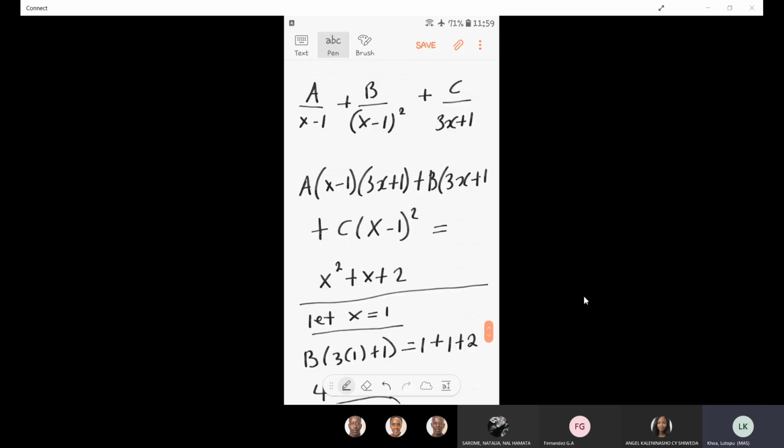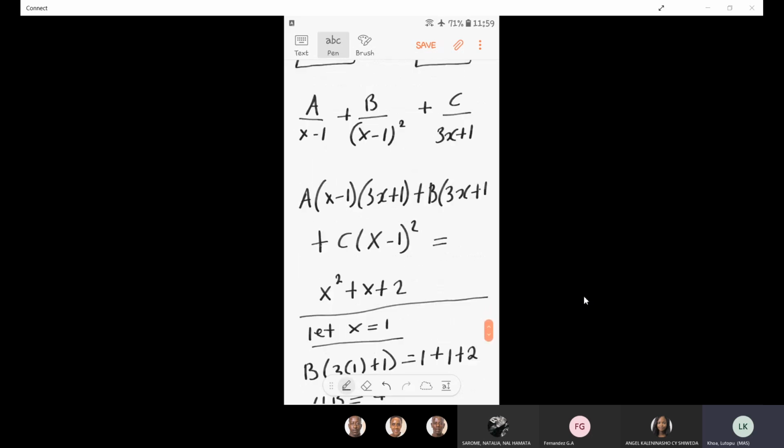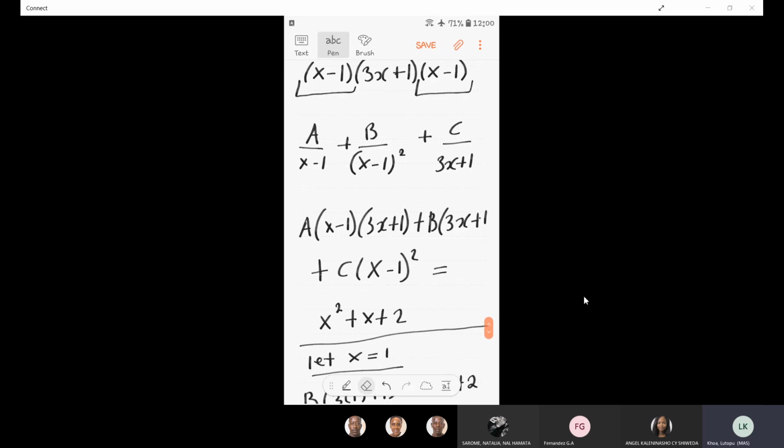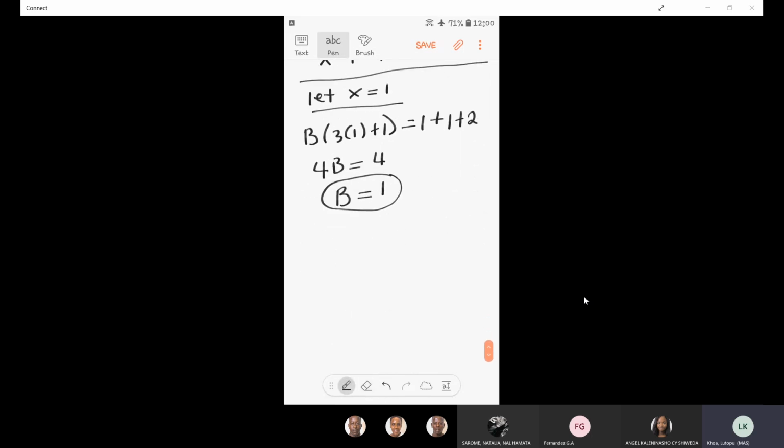And then I go back and see, can I substitute anything to make the other two letters disappear? If I substitute x equal to negative 1/3, you'll see that this term here disappears. The one with A disappears, the one with B also disappears, and I will be left with the one with C, and I can solve that one. So I do that. So we let x equal to negative 1/3.